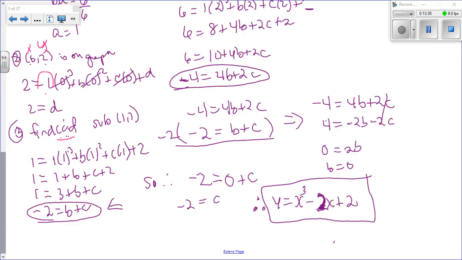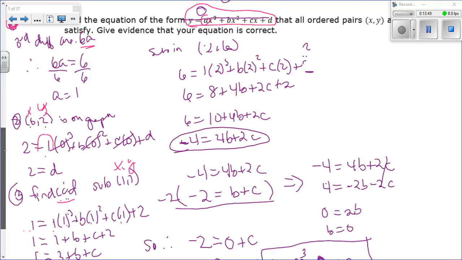When I do that, I have 1 equals, because this is x and this is y, 1 for y, 1 for a, 1 for x, 1 for x, 1 for x. And when I simplify, I get negative 2 equals b plus c. So I still have 2 unknowns.